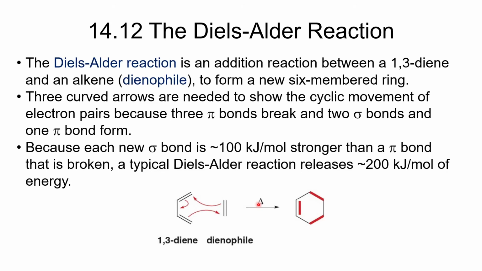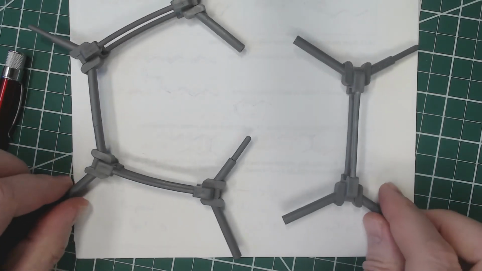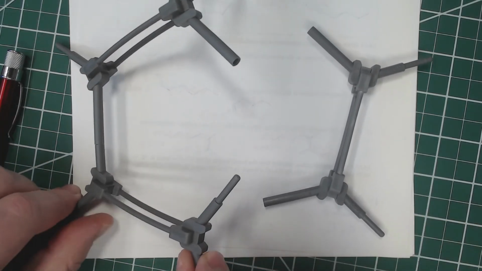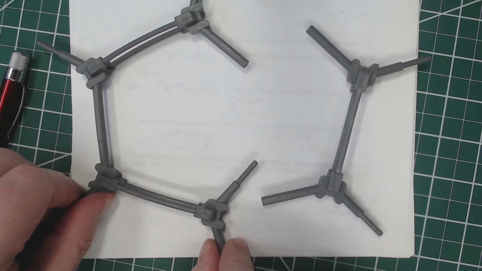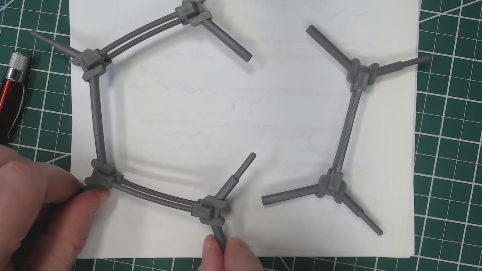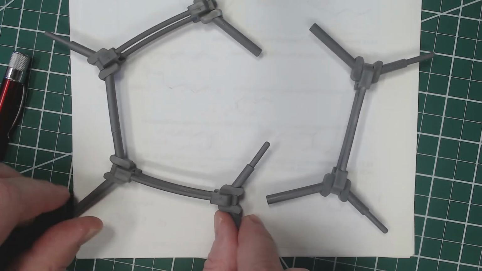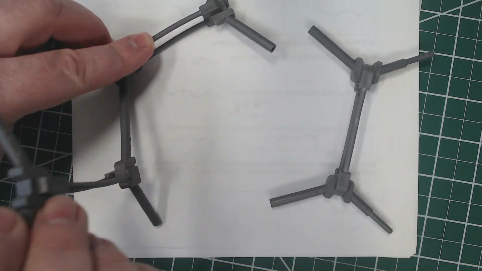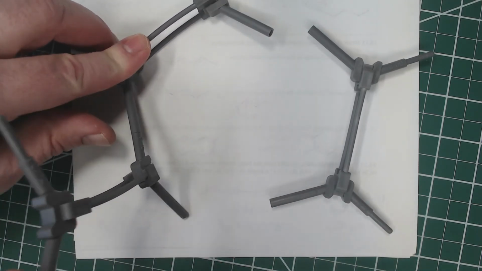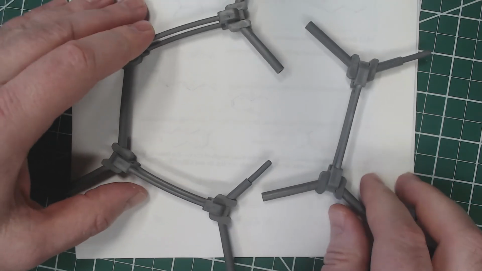All right, so that's the Diels-Alder reaction. Now, I'm going to show you a molecular model here. So here, this is the Darling molecular model that I have shown on previous videos before. So here we've got a diene. Notice that this diene is in the S-cis configuration. If it's an S-trans, it won't work. We'll talk about that later, but it won't work.